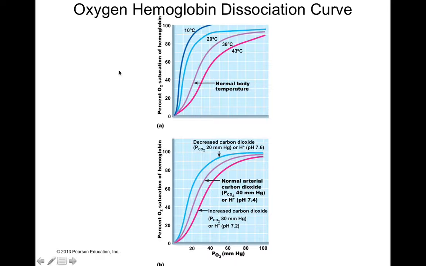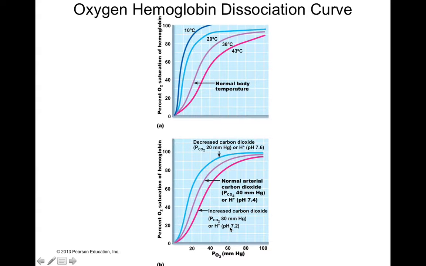So what this is showing is the oxygen-hemoglobin dissociation curve under different conditions. This is the curve at 10 degrees C, 20 degrees C, 38, and 43 degrees C, right? So different temperatures of hemoglobin, and that can change this curve. Or down here, it's showing changes in pH. In blue, this is if blood's at a pH of 7.6. In, I don't know, what is that kind of purple? This is if blood's at a pH of 7.4. And this one that's kind of hot pink is if blood's at a pH of 7.2.